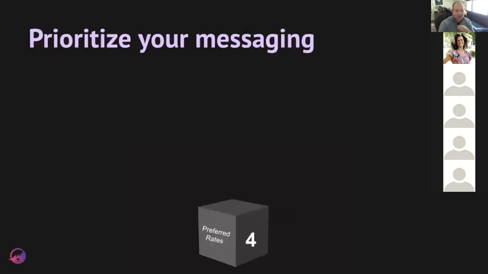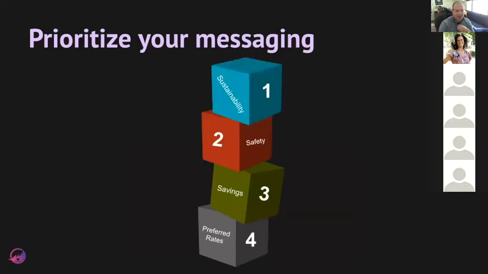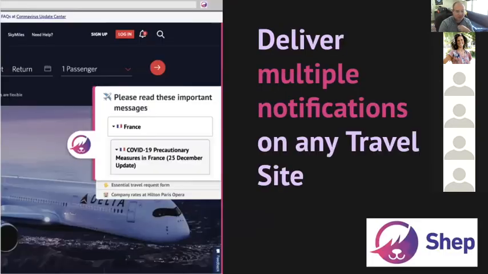And then prioritizing your messages. So you may have a lot of different priorities. You've got your preferred rates and your savings and your safety and your sustainability information. Well, that stuff needs to be sequenced at the right rate. If sustainability is your most important thing, maybe you need to make sure that they're seeing that at the right moment, at the right time, instead of burying it underneath the preferred rate information. So prioritizing your messaging is very important too.